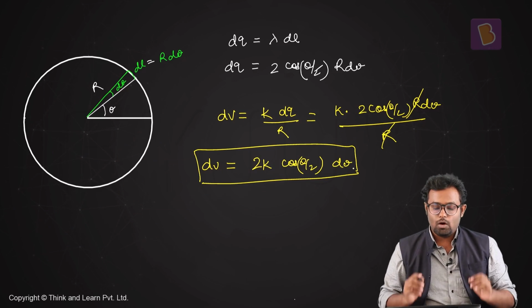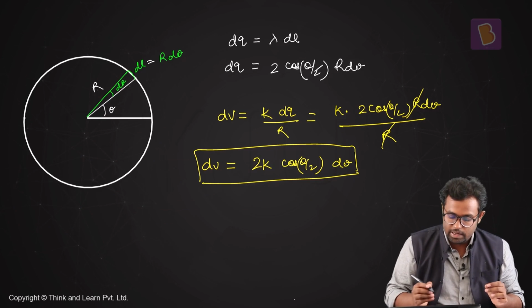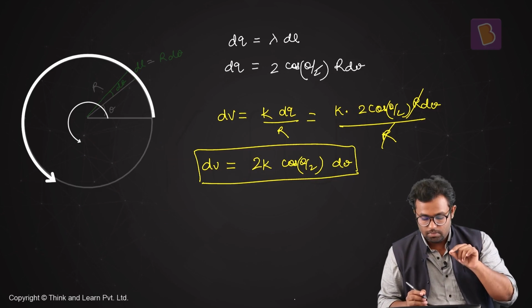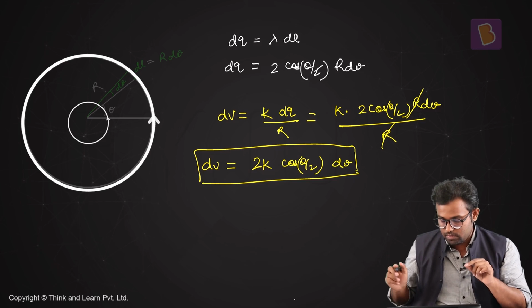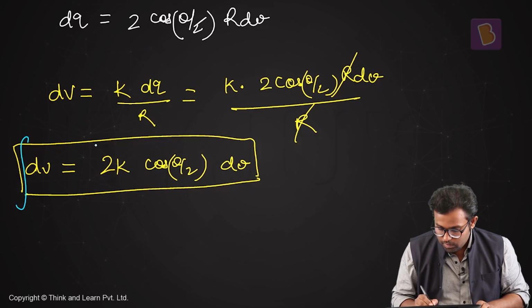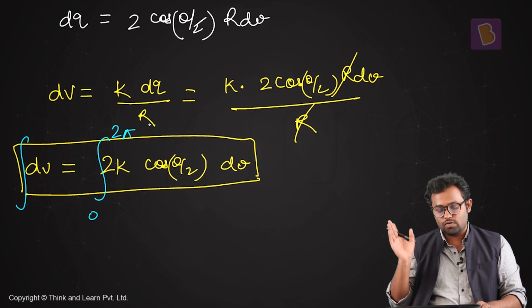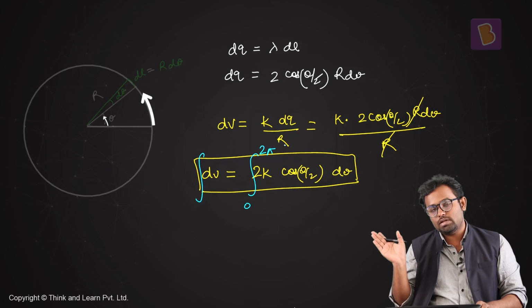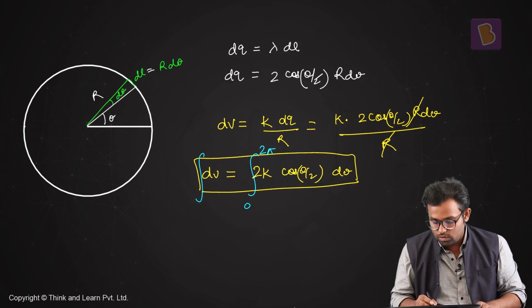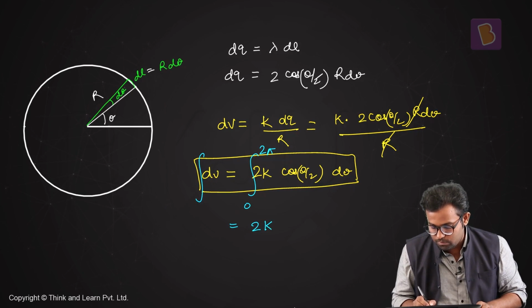Now all I have to do is integrate this potential throughout the circle. So this becomes integration from where to where? From 0 to 2 pi, because the angle theta goes from 0 to 2 pi. So this becomes equal to 2k, as a constant comes out.